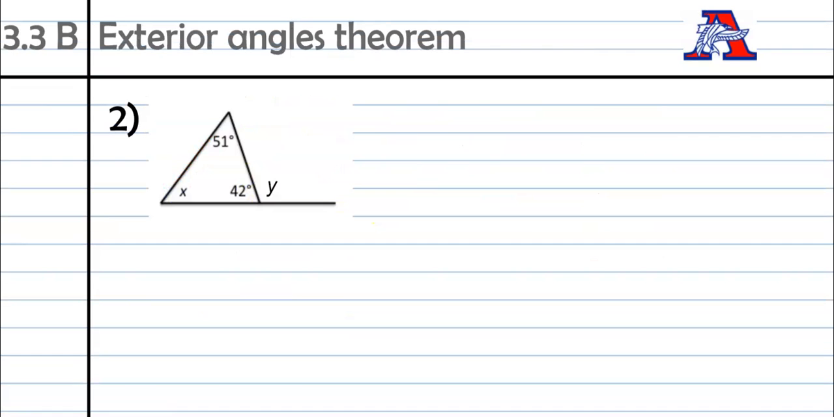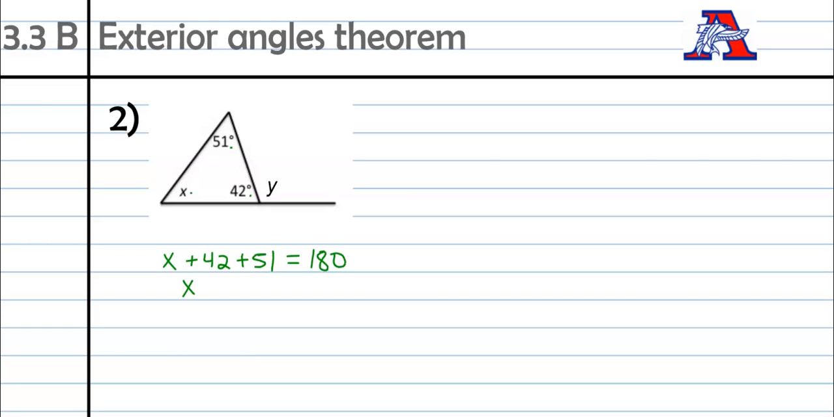All right, so one more example here. This one's a little bit different. This time we're supposed to solve for x and y. So I would just start with one of the variables. It doesn't really matter which one you start with, but I'm going to start with x. In order to solve for x, we need to remember that these 3 angles should add up to 180 degrees. You can either use subtraction or addition. I'm going to say that x plus 42 plus 51 should be equal to 180.